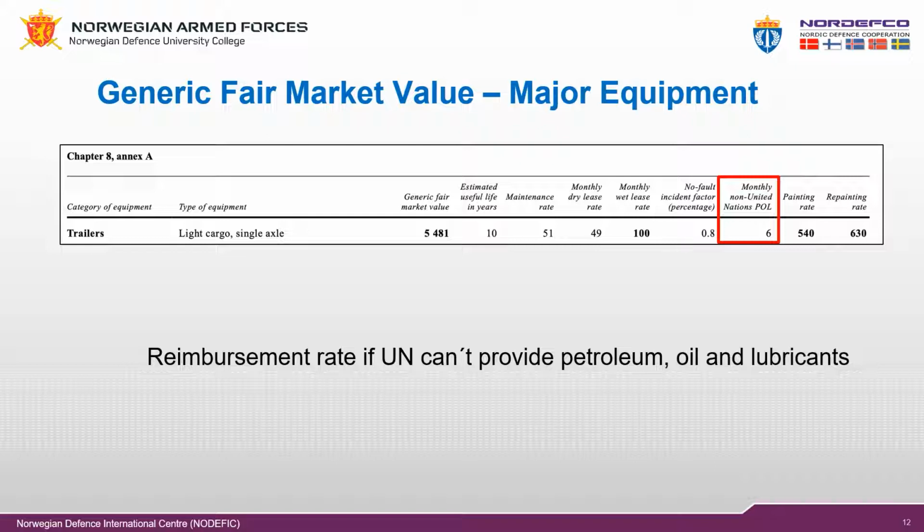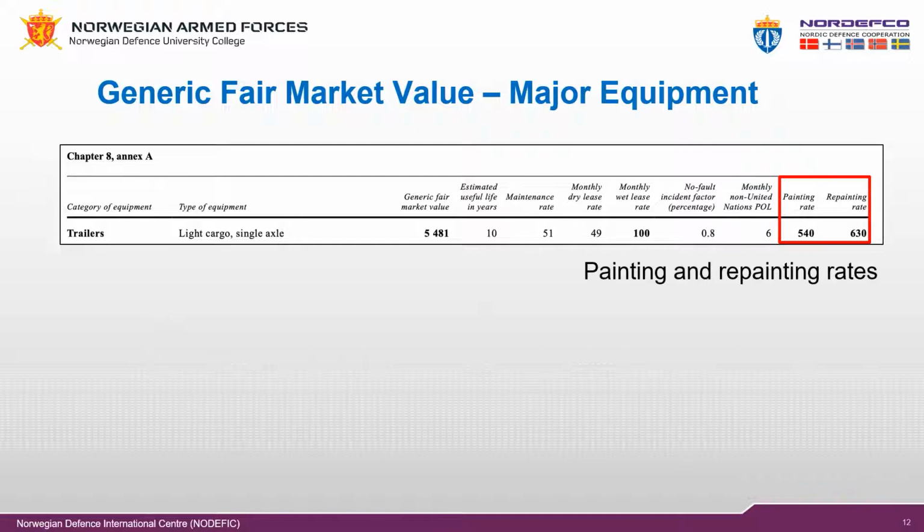Monthly non-United Nations POL. When the United Nations can't provide petroleum, oil or lubricants, the troop or police contributors will be reimbursed at the standard monthly rate or through a letter of assist for special case equipment. Painting and repainting, no changes here either. Painting of special case equipment will be reimbursed through a letter of assist.